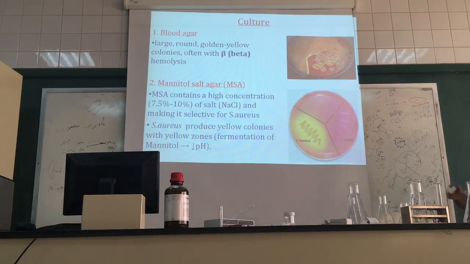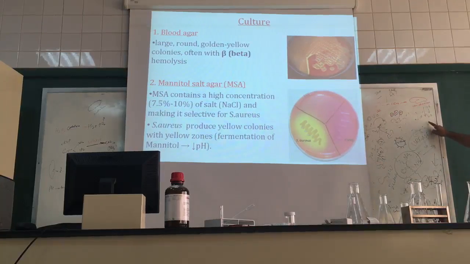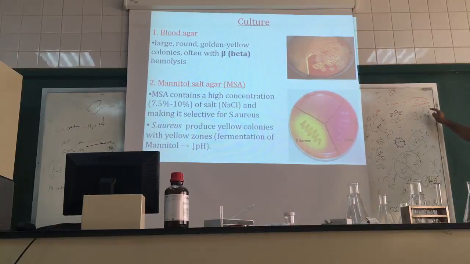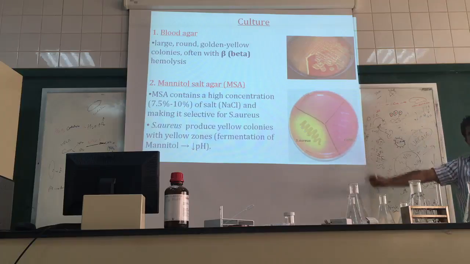You got the answer? In mannitol salt agar, the actual pH of MSA is 7. But when you grow the Staph aureus, it causes the fermentation of the mannitol and decreases the pH. Decreasing pH causes the change in color. These are the two differences for the Staph aureus.